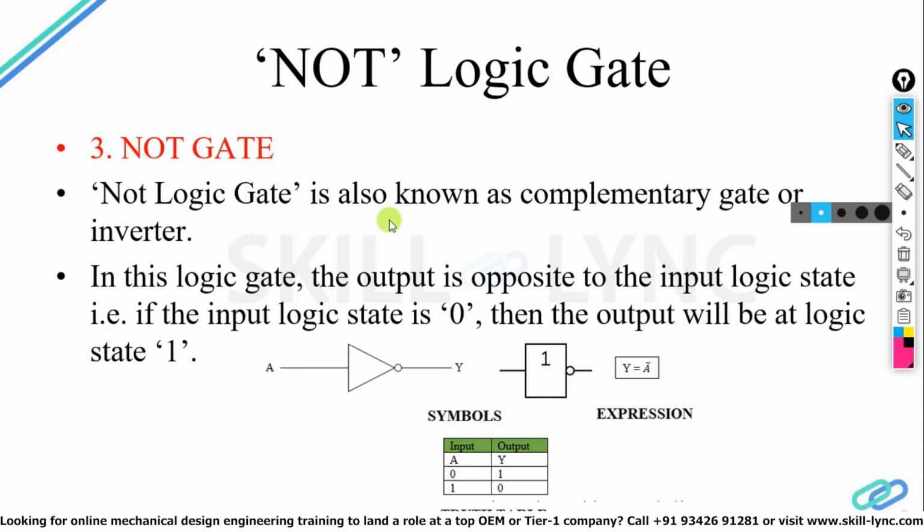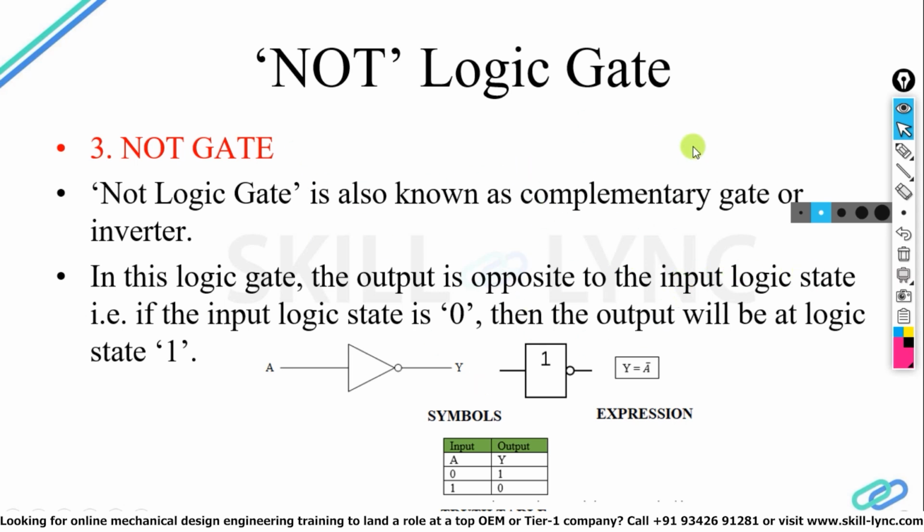Next is the logic NOT gate. A logic NOT gate is also known as an inverter or complementary gate. If someone says complementary gate, it simply means NOT gate. If it is an inverter, it simply means it is a NOT gate. So the logic NOT gate is the most basic of all the logic gates. Sometimes it is also known as an inverting buffer. So the output is opposite to the input logic state.